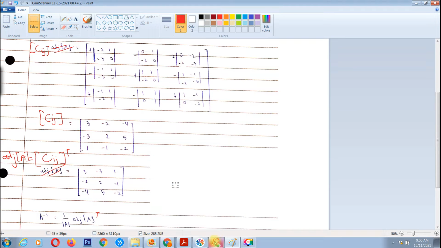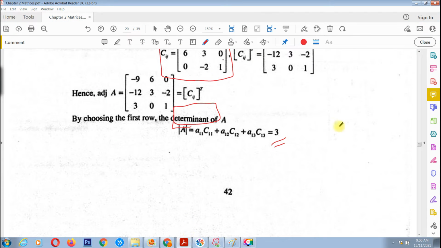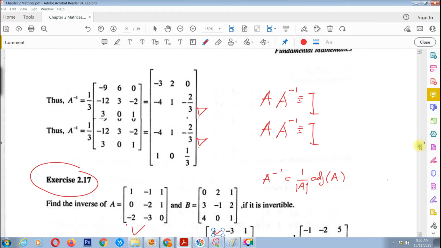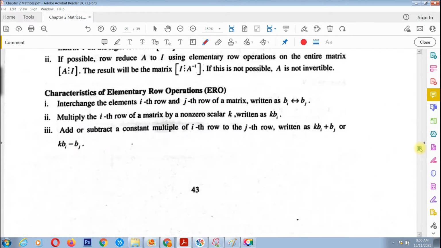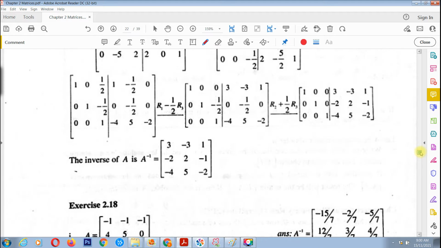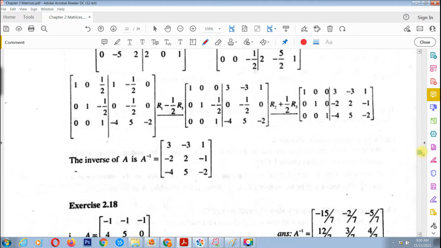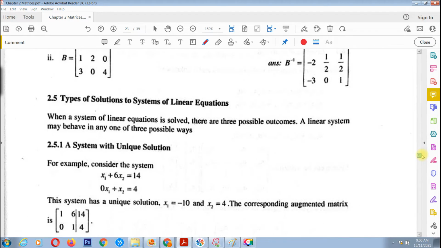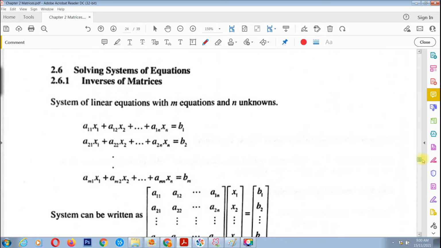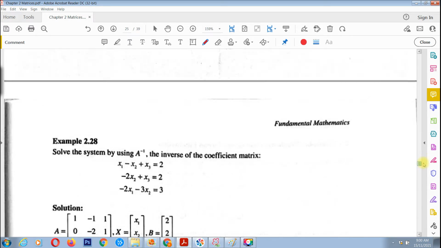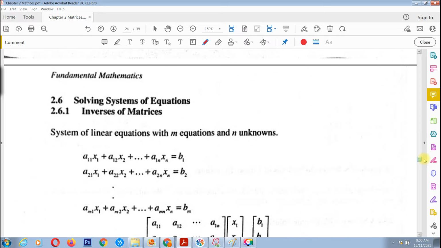Alright, so next. Then you already know about the operations: addition, multiplication, subtraction. So now we go to solving the system of equations.